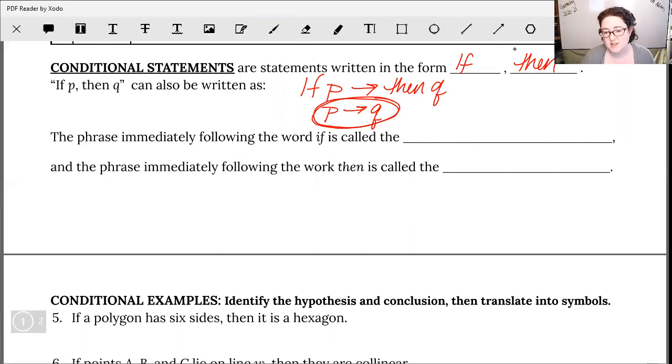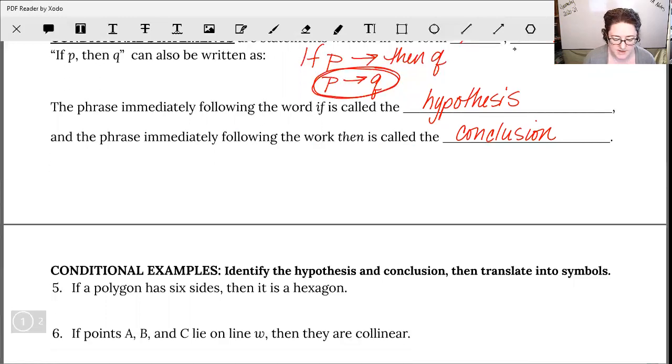And so again, we need to practice translating that a little bit. Keep in mind there are 2 parts to this, the part that goes with the if, the part that goes with the then. So the phrase immediately following the word if is always called the hypothesis. And the phrase that follows immediately after the then is called the conclusion. Again, these do not include the ifs and the thens, so pay very special attention to the examples we're about to do with what I'm identifying as the hypothesis and the conclusion.